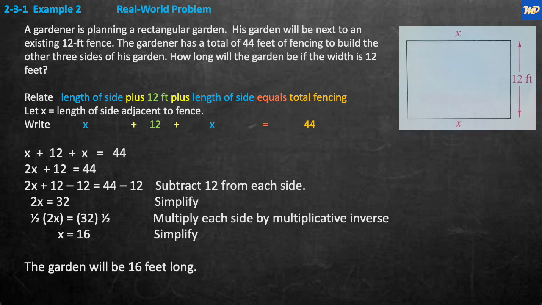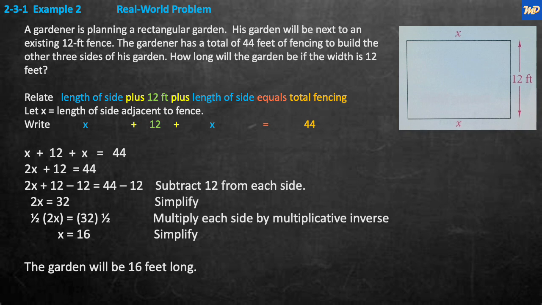Okay, example 2. This is your real world problem. Let's look at it here. A gardener is planting a rectangular garden. His garden will be next to an existing 12-foot fence. The gardener has a total of 44 feet of fencing to build the other 3 sides of his garden. How long will the garden be if the width is 12 feet?